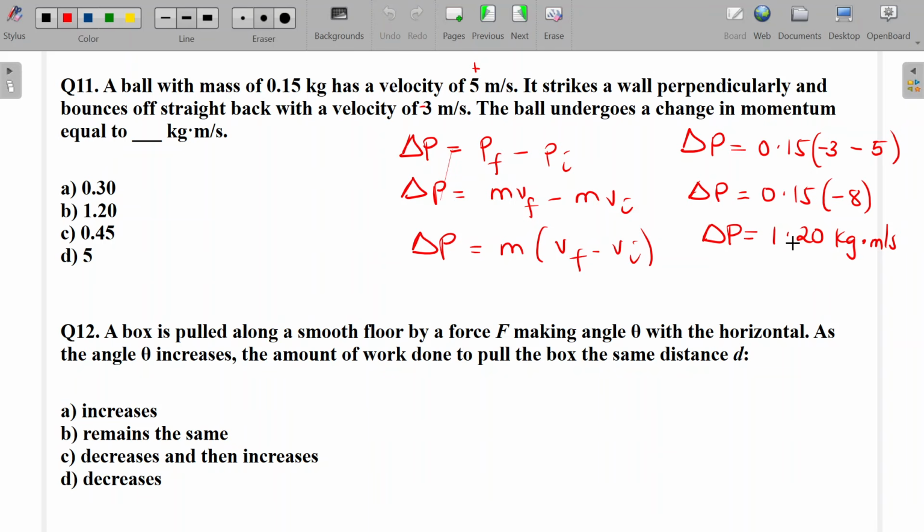Is it clear? So the answer is B. Here we're getting a negative answer because of how I've used the directions. If I chose this one to be negative and this one to be positive, I would have gotten a positive one. Are we together, everyone, on this?